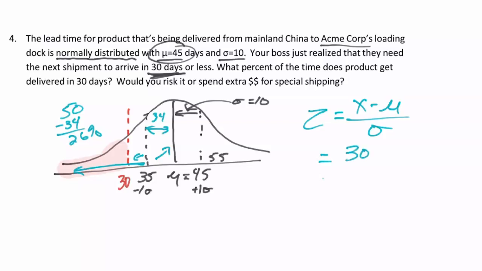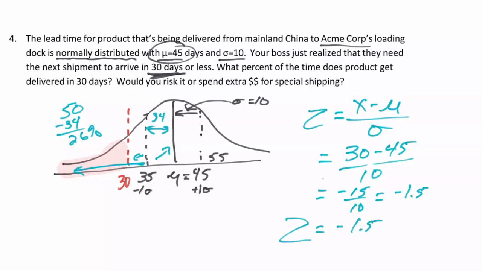Mu is 45, and sigma is 10. All of this information, 30, 45, and 10, comes straight from either the information we collected historically or a need that our customer or the organization has. And so let's just do some quick arithmetic here. So we know we've got a z-score now of negative 1.5.